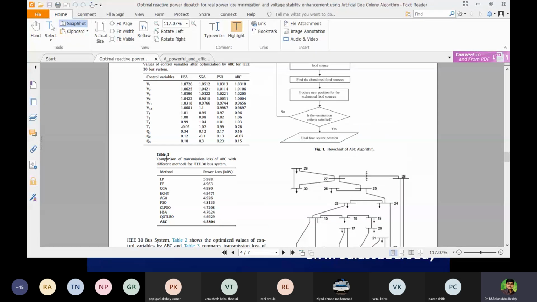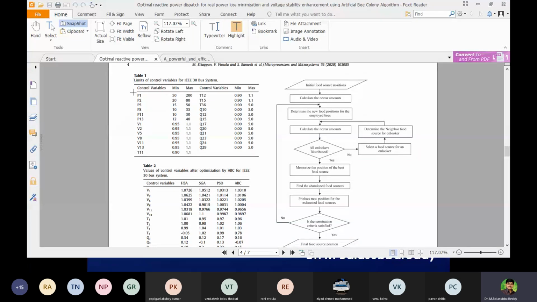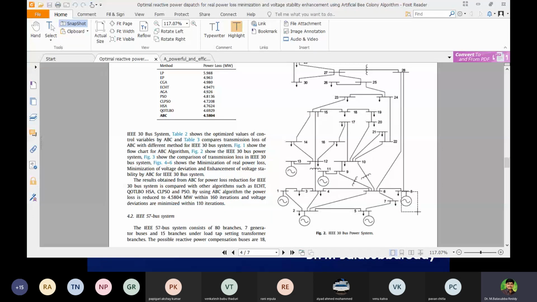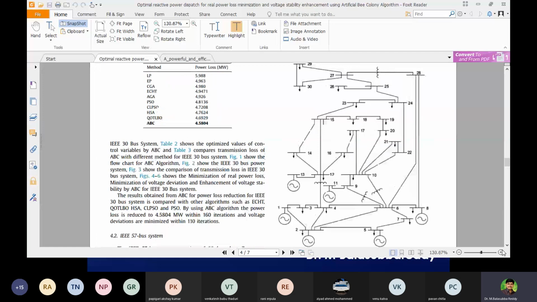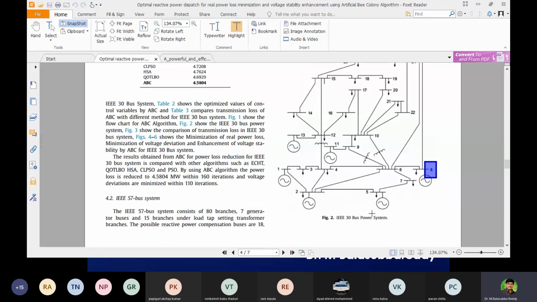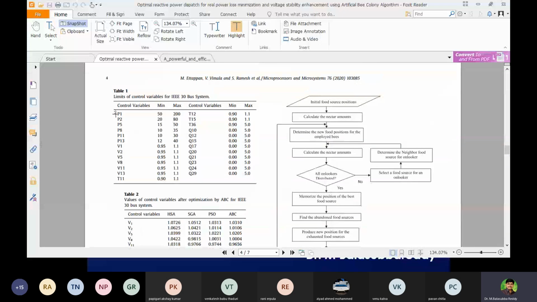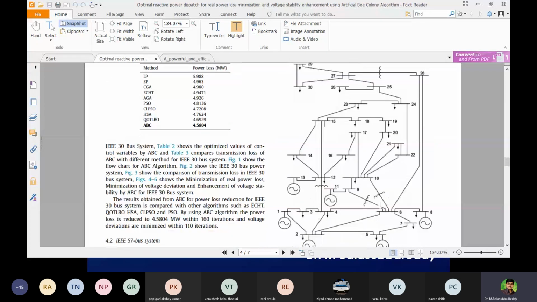Now you can see here I mentioned how many real powers. You can see 6 generators. So in the diagram you can see 6 generators: 1, 2, 3, 4, 5, 6. These are the 6 generators, and the bus numbers are also mentioned here. You can see bus number 8 is one generator, bus number 5 is another generator, bus number 1 is the slack bus, then bus 2, bus 5, bus 8. You can see bus 1, bus 2, bus 5, bus 8, 11, 13. So at these numbers generators are available.